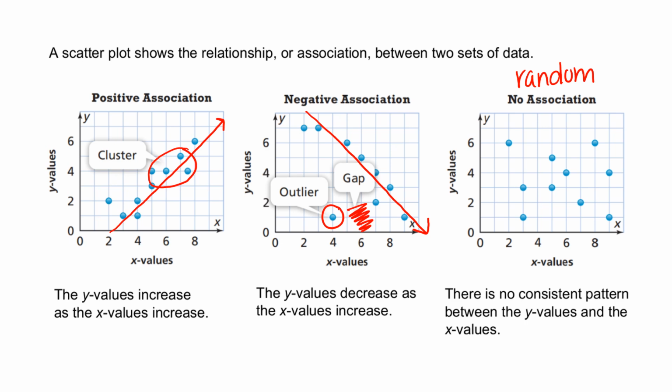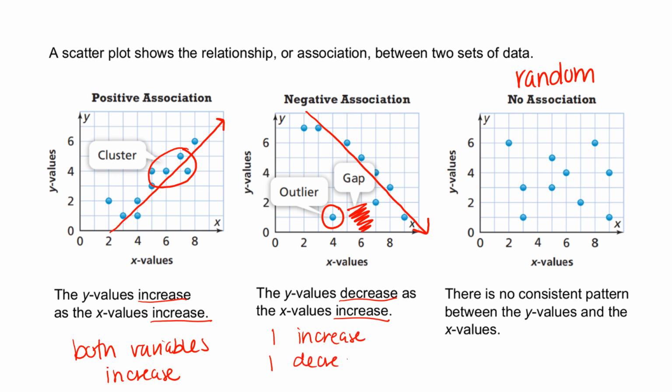For our statements, for a positive association, the Y value increases and the X value increases. So if both variables increase, it is positive. For negative association, the Y value decreases as the X value increases. So that means that one is increasing and one is decreasing. And then for a no association, there is no consistent pattern. Again, it is a random assortment of values.